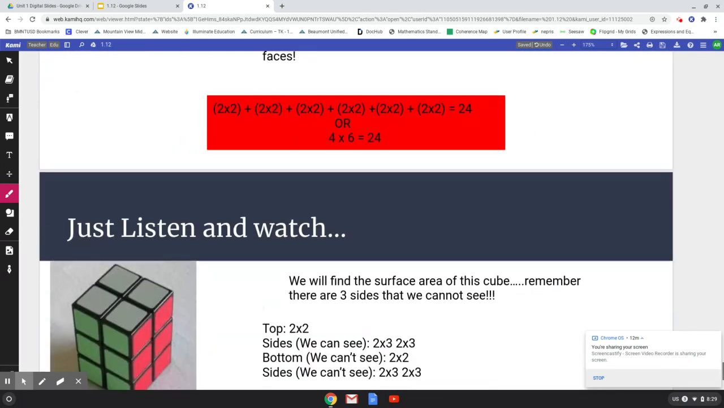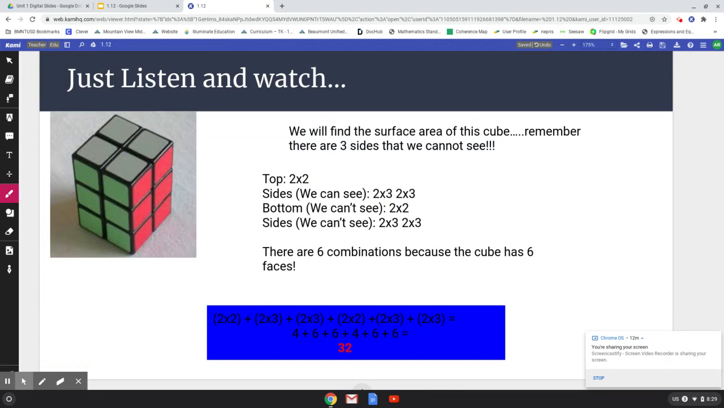So the last one, and this one is a little bit different. We will find the surface area of this cube. Remember that there are sides we cannot see. There's a bottom you can't see, this you can't see, and that side you cannot see. Okay, so what we're going to do is we're going to multiply all the combinations.